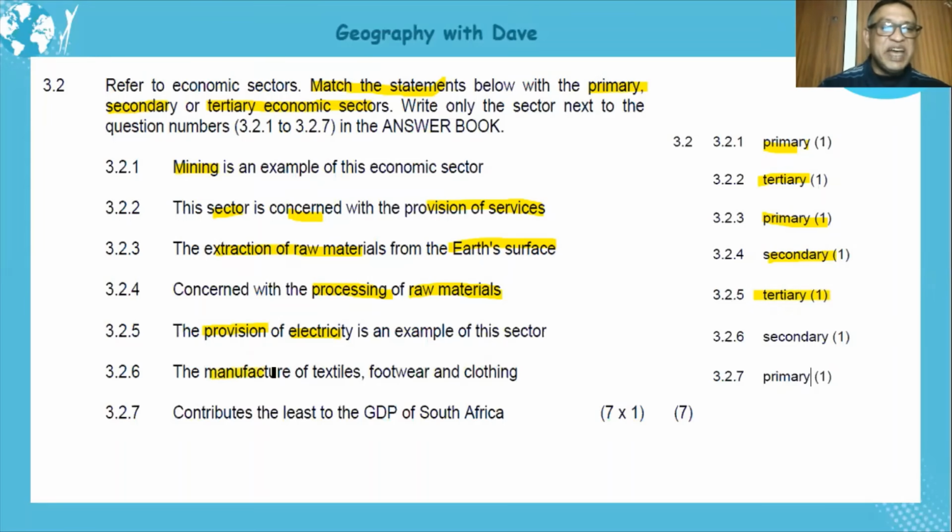Here, the manufacturing of textiles, footwear, clothing. Examiners putting some examples in, but the main word is manufacture, and it is secondary.